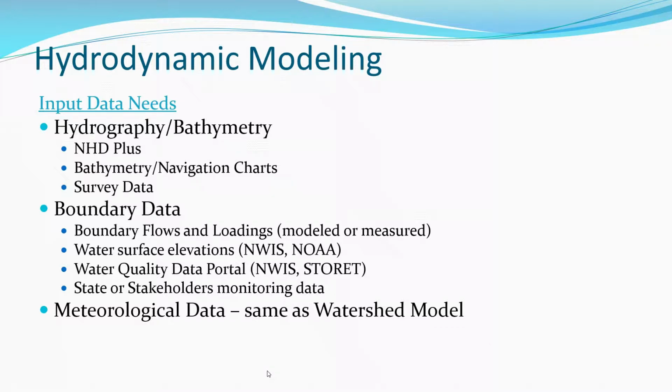For boundary data, we are going to have to be able to provide flows and loadings to the model. And those flows and loadings could be either modeled or measured. The typical loading function, or quality function, that a hydrodynamic model needs is anything that would affect water density. So in most cases, that's temperature and salinity coming into the water body. You would need to have measured water surface elevations down at the seaward boundaries. This would be your tidal elevations. And other sources of potential data for the boundary would be from state or stakeholder monitoring.